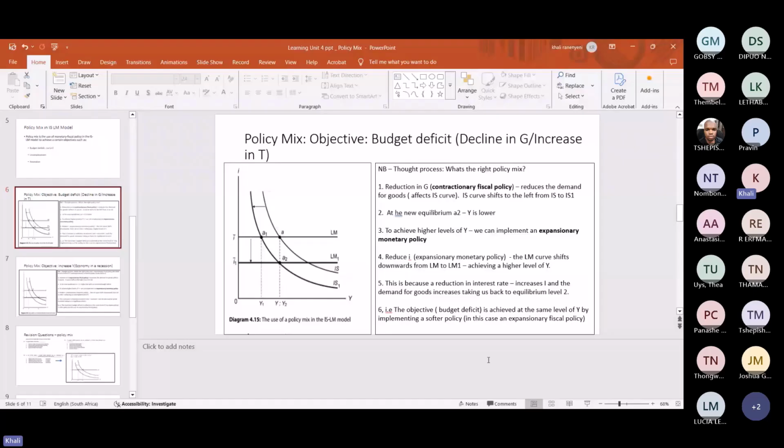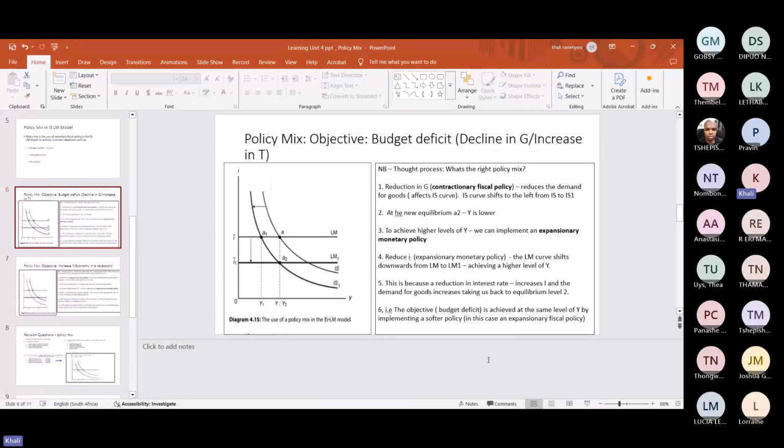What happens to our interest rates and what happens to our level of income? Our interest rates remain the same, level of income will decrease. Exactly. So our interest rates will remain the same. We've not touched the LM curve yet. So what would decrease would be our level of income. And this is because this is a contractionary fiscal policy. So we spoke about the reduction in government spending.